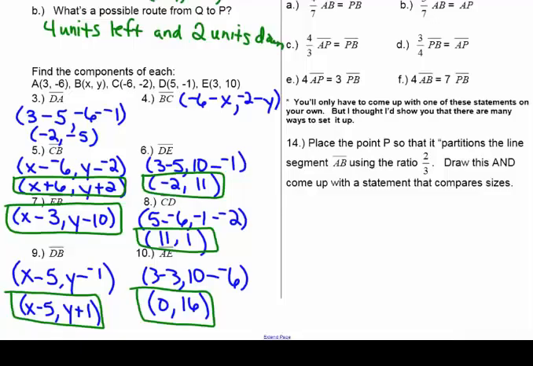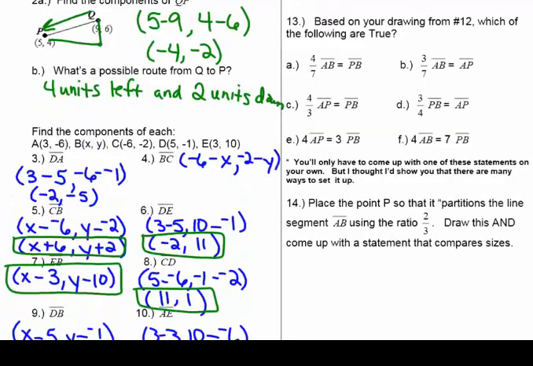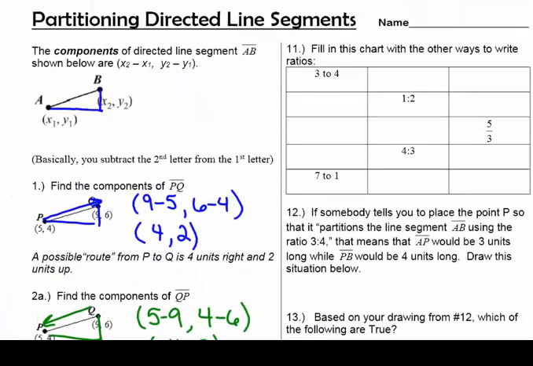Okay, and so you can see the components of each of those directed line segments. All right, let's take a look at the next part where we're going to fill in this chart with other ways to write these ratios. Okay, so you can see in the first column, we're writing it as one quantity to another quantity. In the next one, we're using the colons to represent the ratios. And then in the final column, we are using fractions, okay?